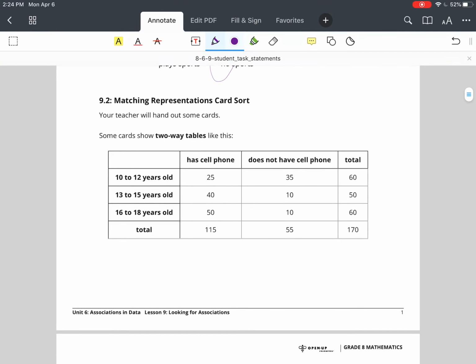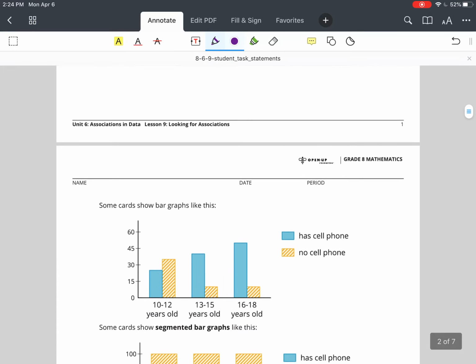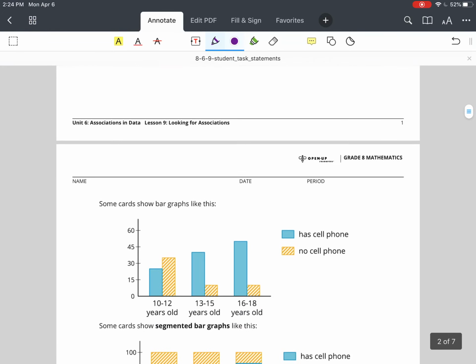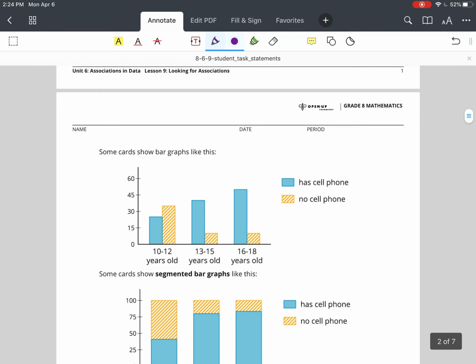Similarly, I'll be handing out some cards. Some cards show bar graphs like this. Just taking a look at this, if you're between 10 and 12 years old, there's about 24 who have a cell phone and like 30-something that don't have a cell phone.